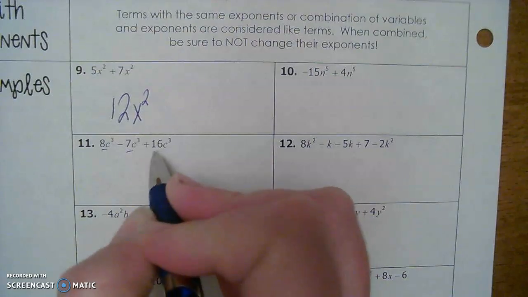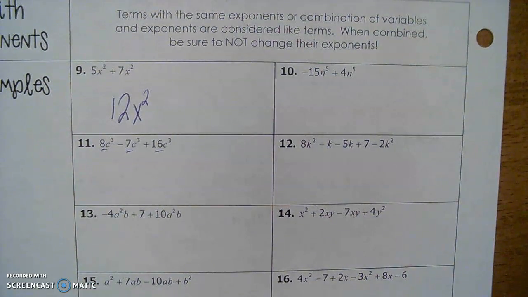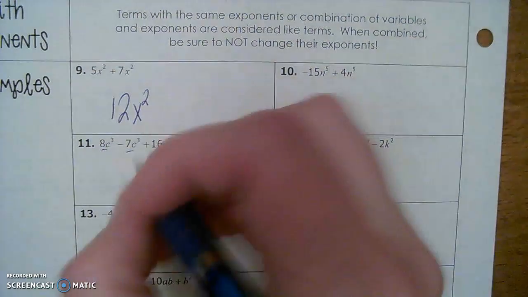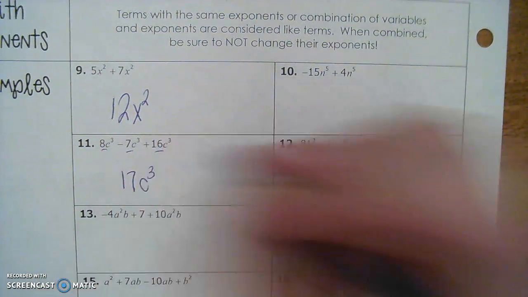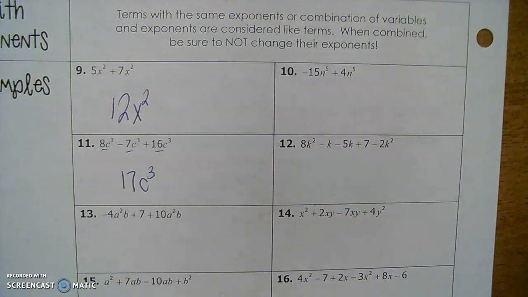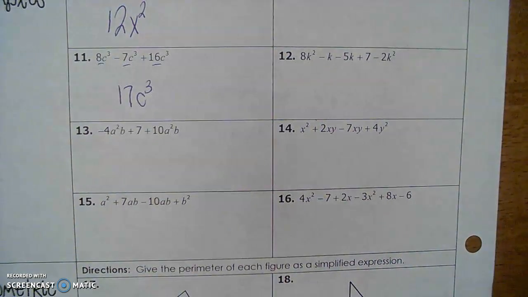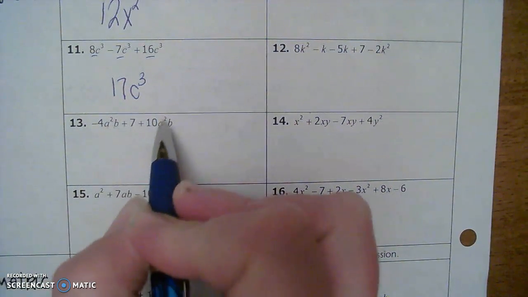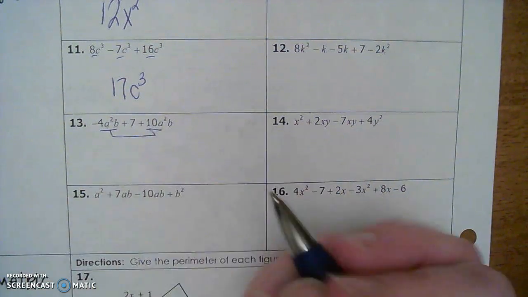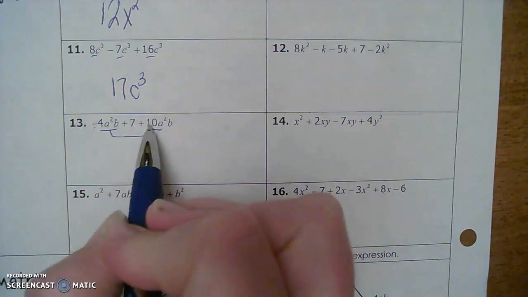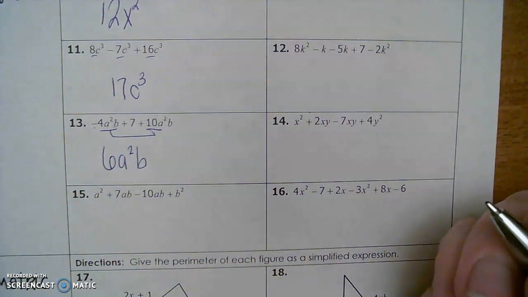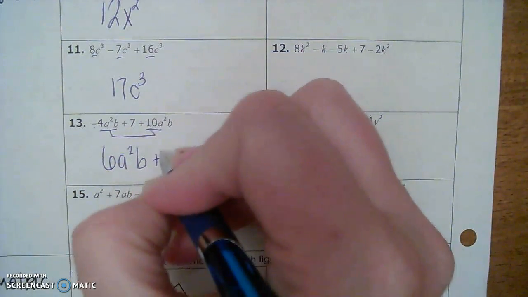Number 11, all of these have c squared, c to the third power. So 8 minus 7 plus 16 would give us 17c cubed, or c to the third power. Number 13, we have a squared b. So these two do match. So negative 4 plus 10 would give me 6, and then a squared b. And then don't forget to bring down the plus 7.